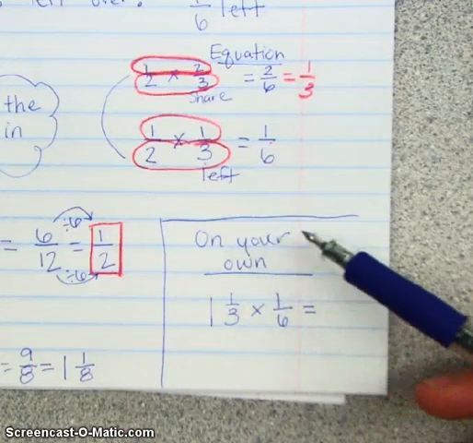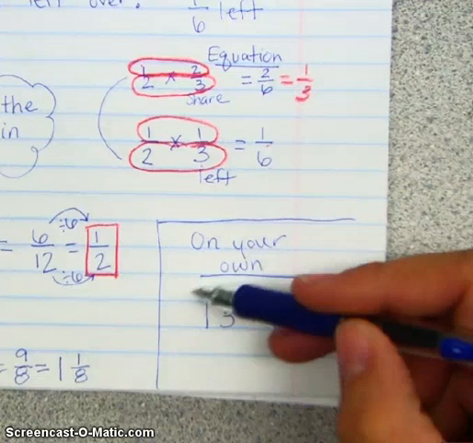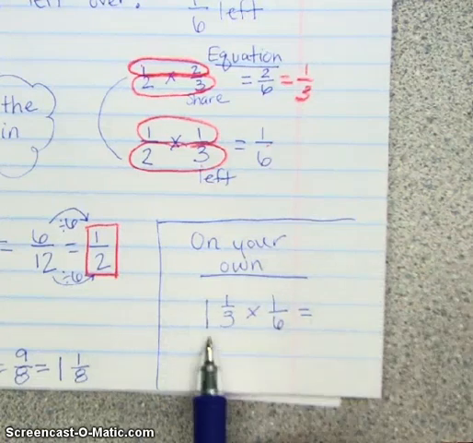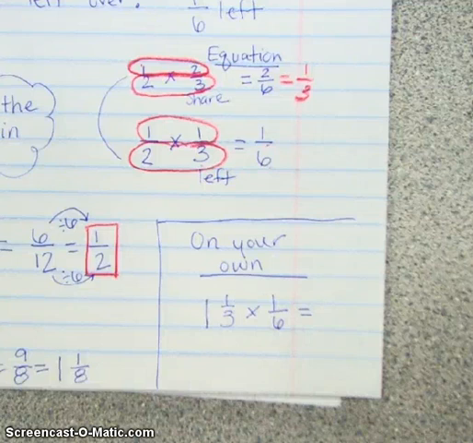Now that we've done that, guys, I have one problem for you to try on your own, and I want you to bring this back to class and see how well you did. Don't forget you have to turn the mixed number into an improper fraction, and don't be afraid to rewind if you need to go back and see how that was done again.